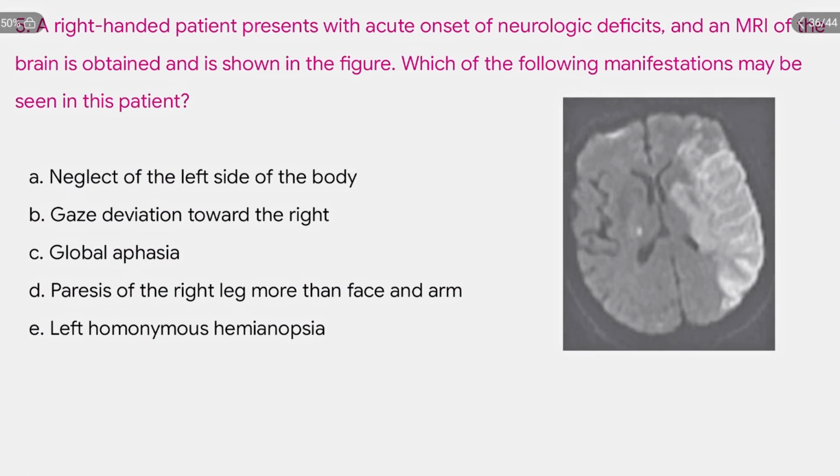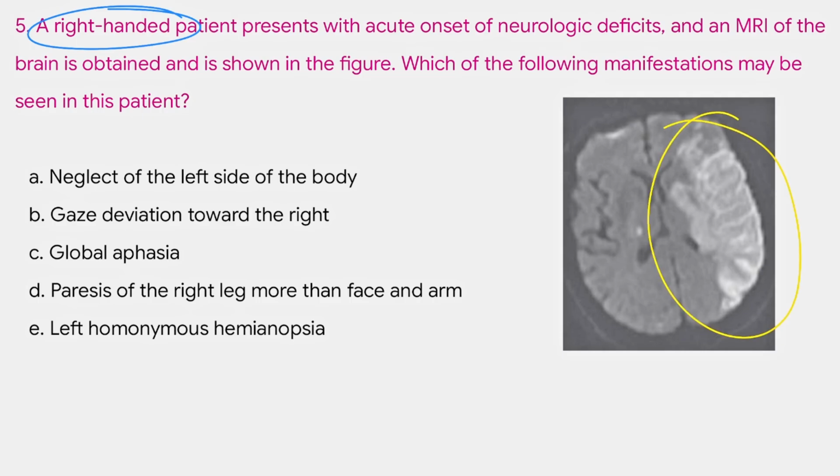A right-handed patient presents with acute onset neurological deficit and an MRI of the brain is obtained. So it's asking what would be the manifestation. This is the site of the lesion. This is left. This is the right. This to me seems like an MCA stroke. On the left side, there won't be neglect, because hemispatial neglect is seen in the non-dominant lobe, and in this case, it will be the right lobe.